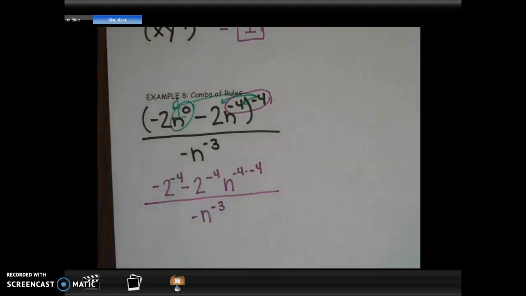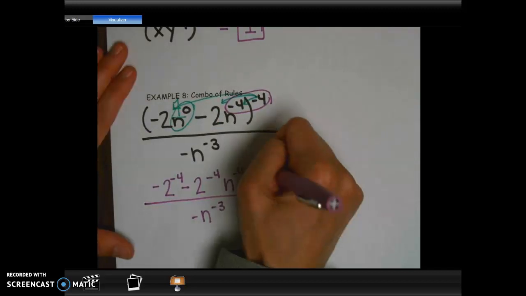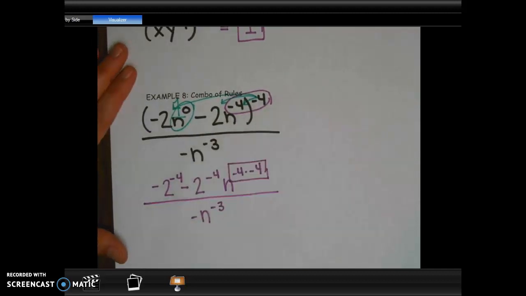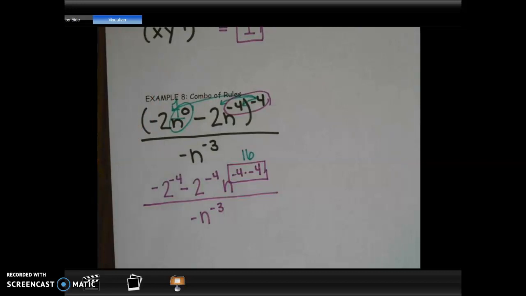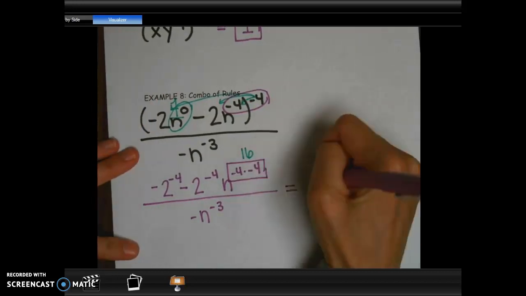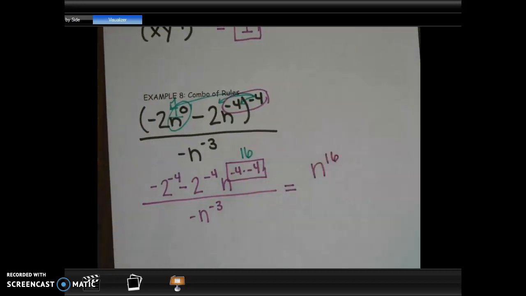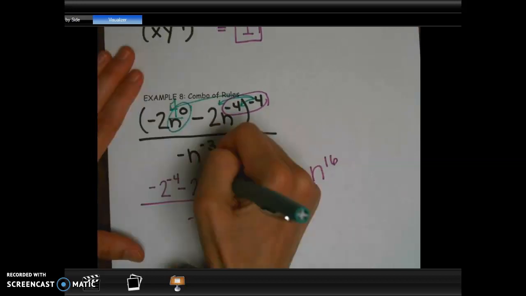I know, it's a lot of negatives going on, right? So here's what I want to do. Let's go ahead and simplify this right here. Because a negative times a negative makes a positive. 4 times 4 is 16. So now n to the 16th is on top. It is positive. Okay, now look at our negatives. Here's our negatives.